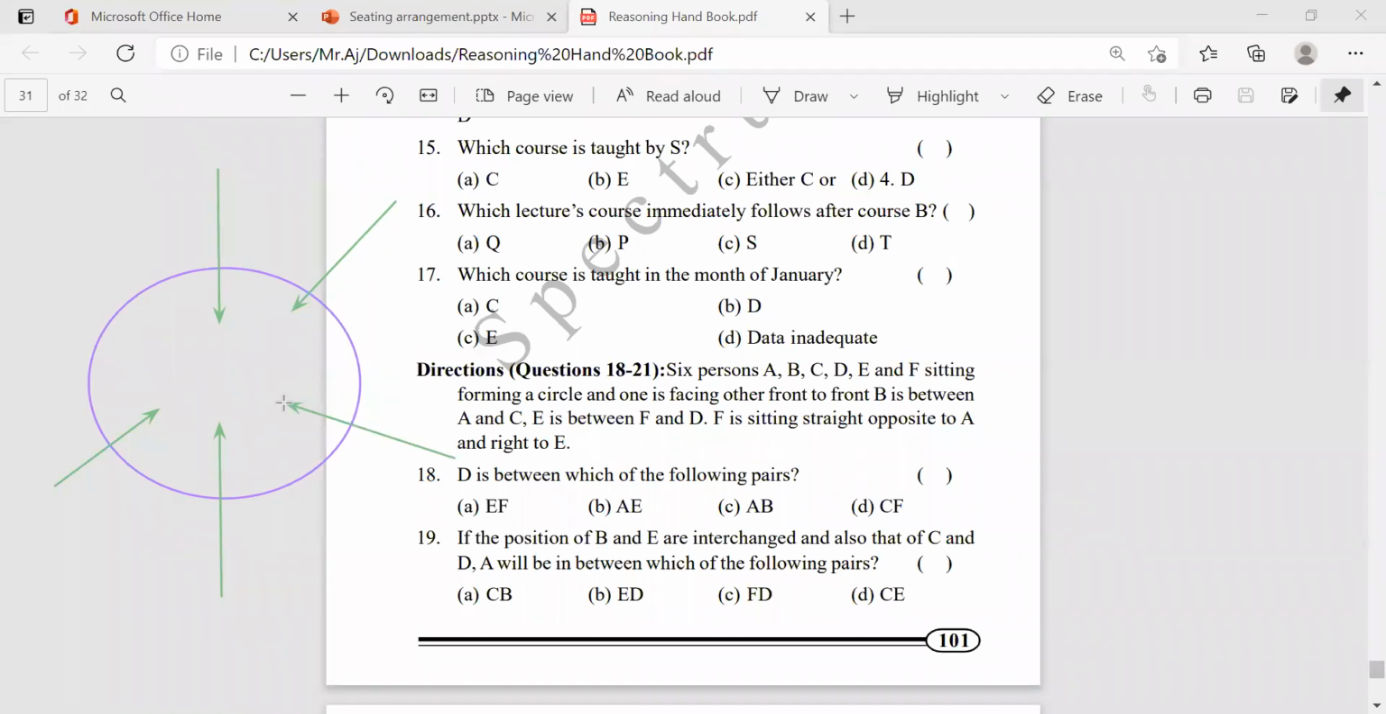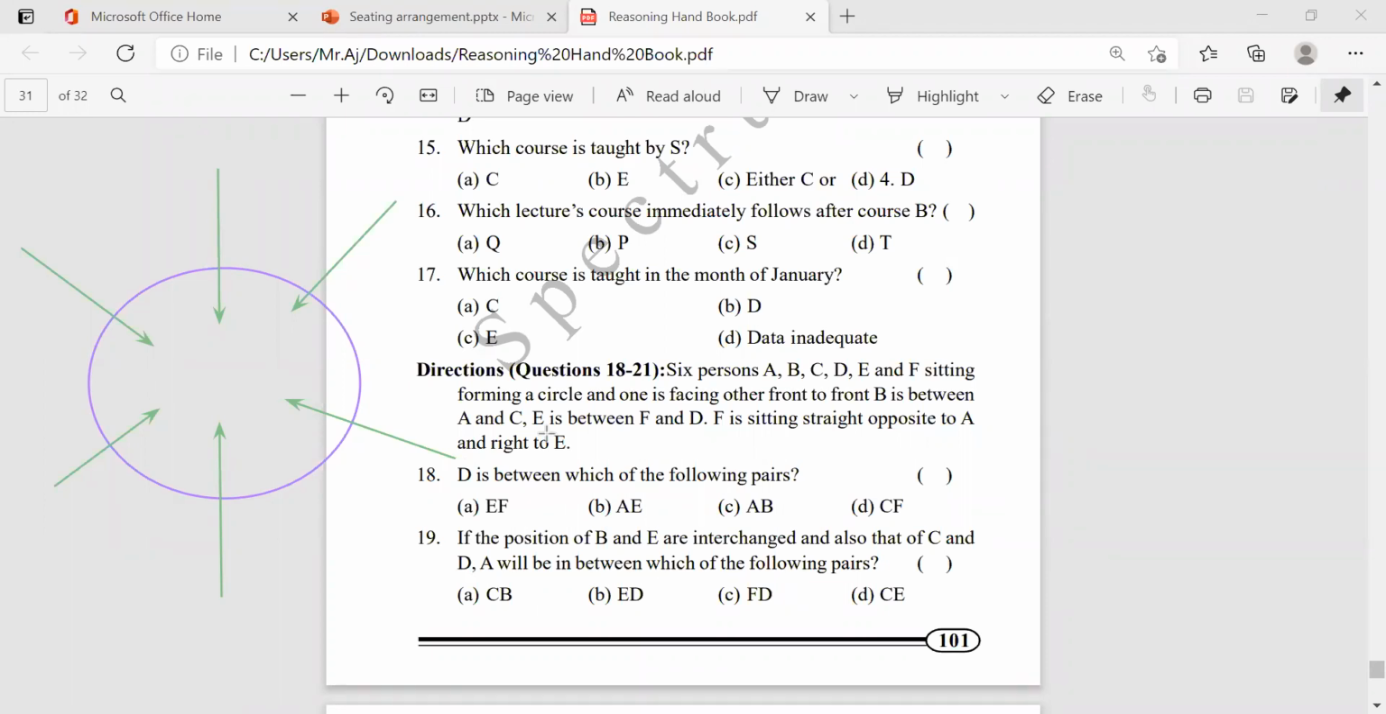Here another person will be there. Then here also another person. Six members, right? Six members facing each other, face to face. Is it clear? Then the first statement is B is between A and C. In previous problems also we solved this type. So B is between A and C.